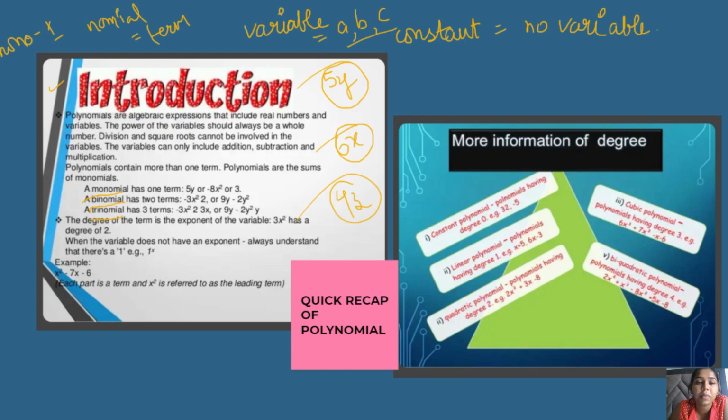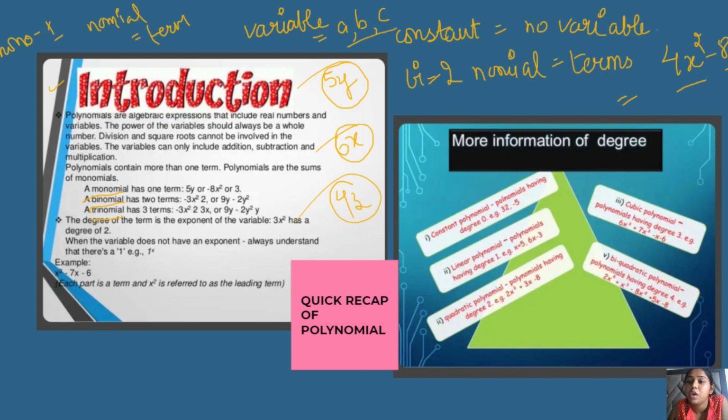Now binomial, as the name suggests, bi means two, and nomial means as usual terms, right? So it means it consists of two terms. For example, 4x square minus 8y. These consist of two terms, that is why they are known as the binomial.